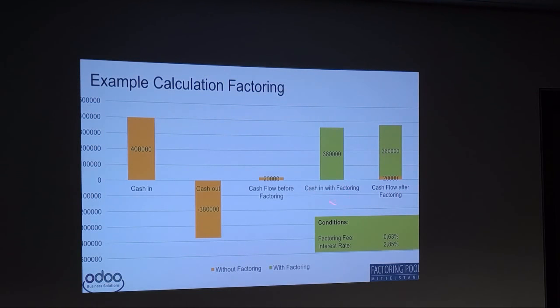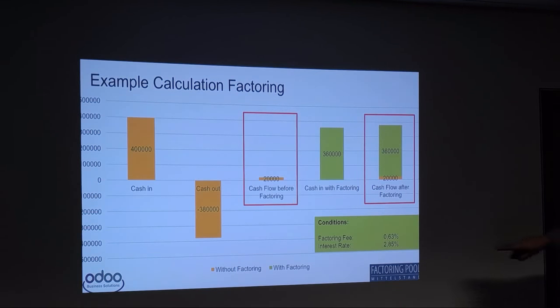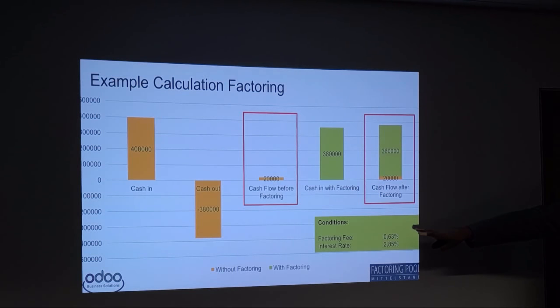So with factoring, if you would put everything on factoring, you would increase it immediately by 360,000. So in total you have then 380,000 you can play with instead of 20,000. Yeah, and this 380,000 you could put then into new investments, into whatever you think makes your business grow. And here in the lower corner, we have an example of the conditions.